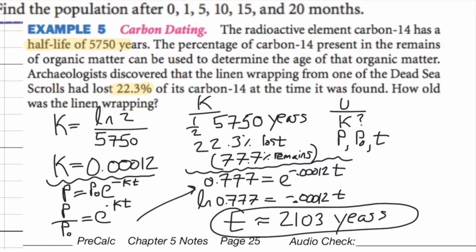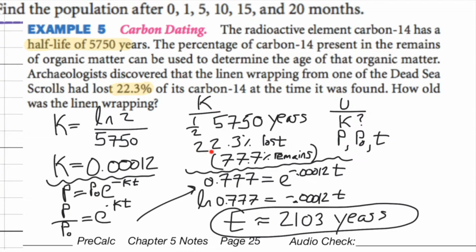So we don't know what the k value is. We actually don't know what the k, P, P0, or t values are at the very beginning. We know that it has a half-life of 5750 and that the one particular wrapping has lost 22.3%. That means 77.7% remains. Anyway, in order to find the k value, we can use the formula from yesterday, the half-life formula. k is equal to natural log of 2 over 5750. We do that and we get a k value of 0.00012.